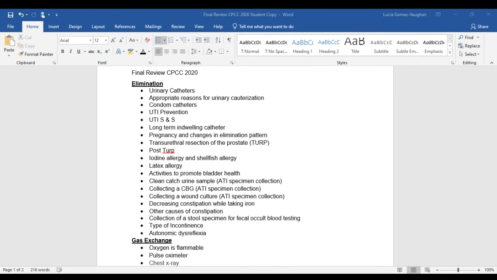They might have some minor bleeding when defecating, coughing, or exercising, but we do want them to notify the doctor for heavy bleeding.